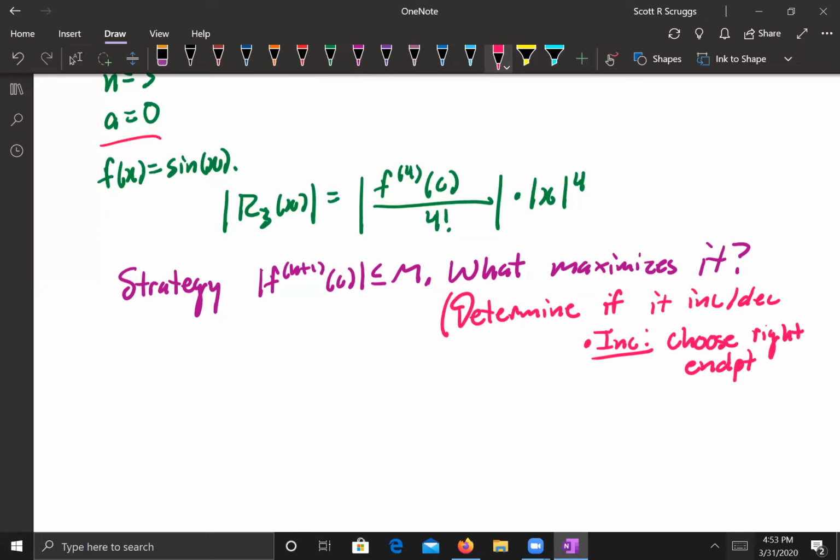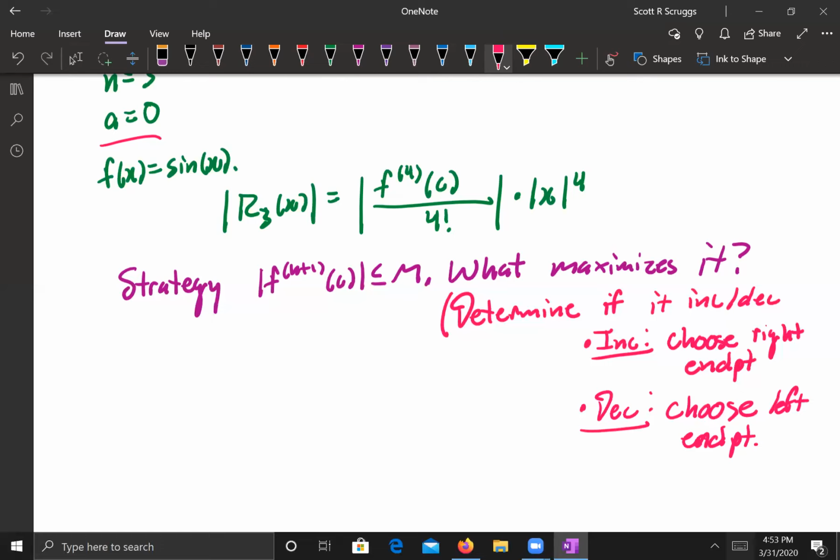Because if that is the case, then I can just bound it by plugging in the right endpoint, because I know all values will be smaller than that guy. And vice versa, if I realize it decreases, my typical strategy will be to choose the left endpoint once I know I am decreasing, for the exact same reasoning.